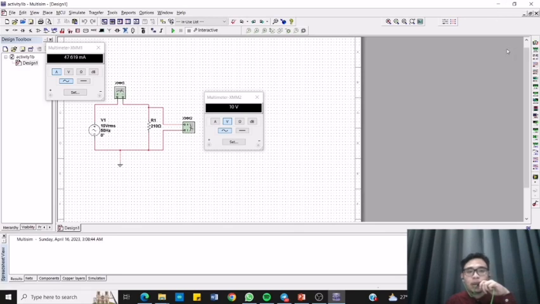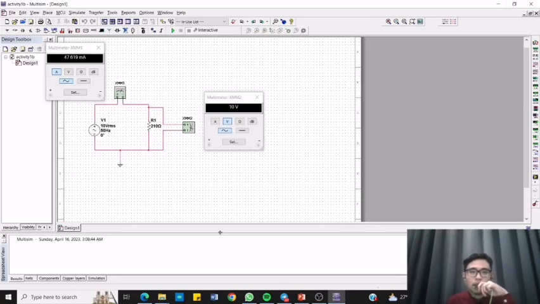Okay, for today I will do exercise 1B for activity 1A. First, we must change the R. There are 4 values, which are 210, 390, 470, and 860.